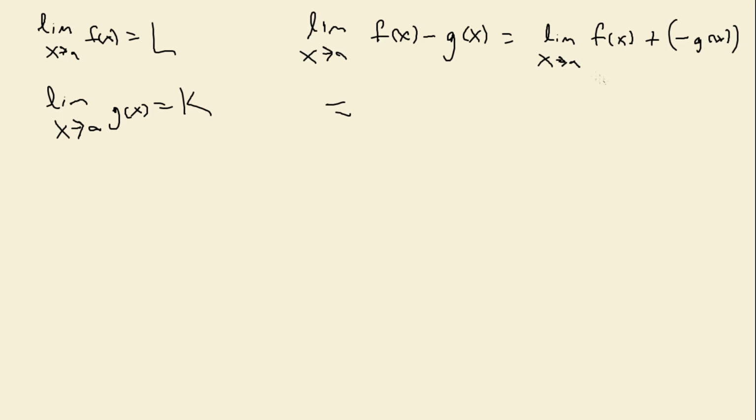This is the same as the limit of f of x plus the limit of negative g of x, the limit of f of x being L. And the limit of negative g of x, this is just g of x being multiplied by a constant, negative 1, which we already proved earlier is the same as that constant, negative 1, multiplied by the limit of that function. So this is the same as L plus negative k, which is equal to L minus k, and so therefore it holds for subtraction as well.